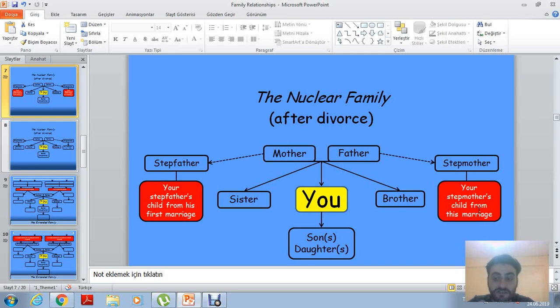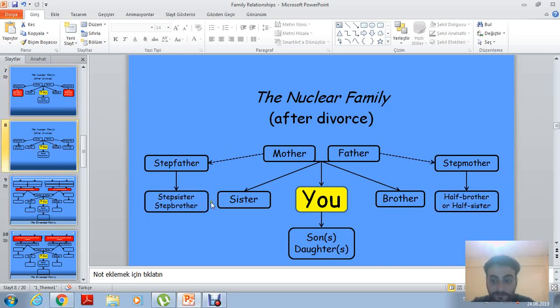So that child has some relation with you. If that child has no relation with you, we call it stepsister or stepbrother. If that child has a relation with you, if that child is born to your mother or has a blood relationship with your father, that child is called half brother or half sister for you.